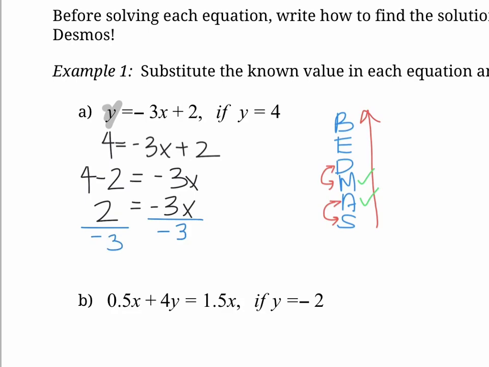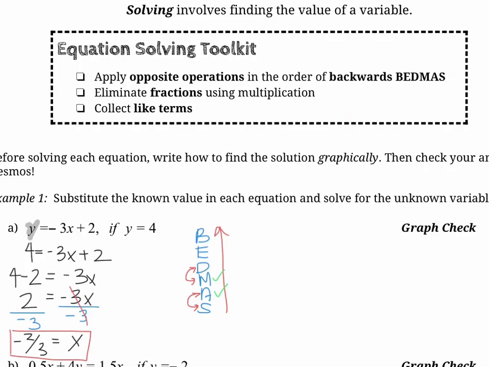And on the left, we're left with negative 2 over 3. And on the right, we just have x, because negative 3 divided by negative 3 is just 1. So we're done. I'm not going to change that to a decimal because it's a repeating decimal. It's going to be 0.666666, so I'm just going to leave it like this. The only tool that we needed for that question was just applying opposite operations in the order of backwards BEDMAS. So let's take a look at another example where we might have to use one of these two.